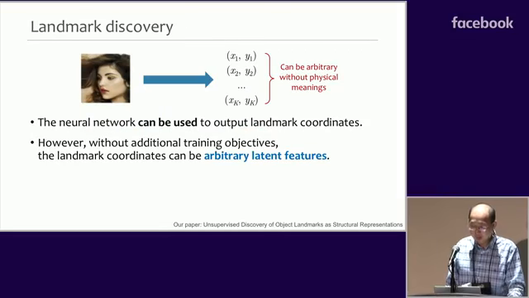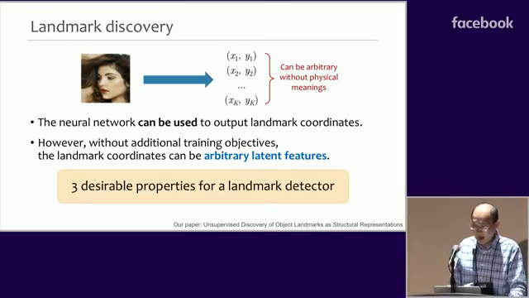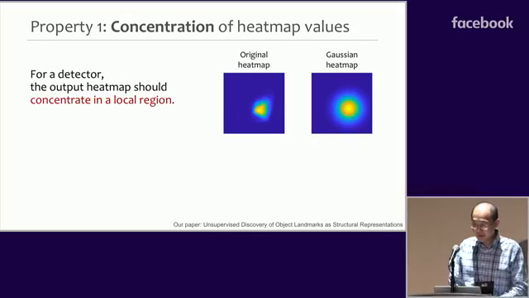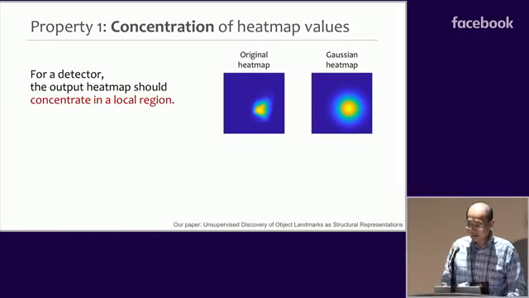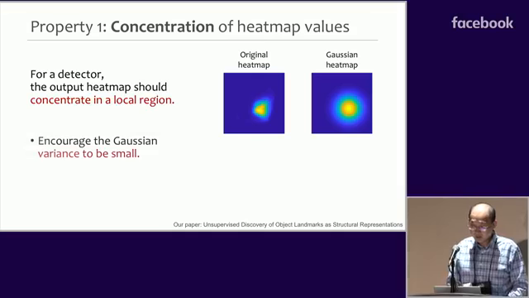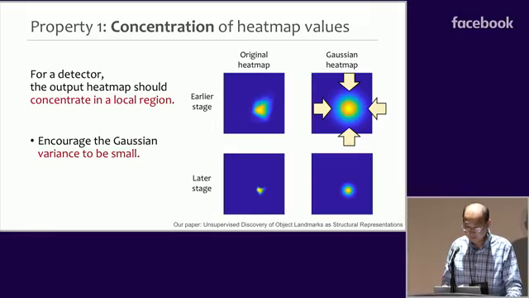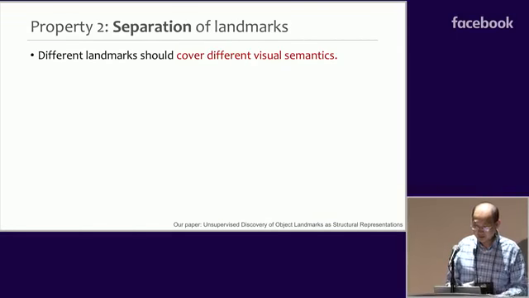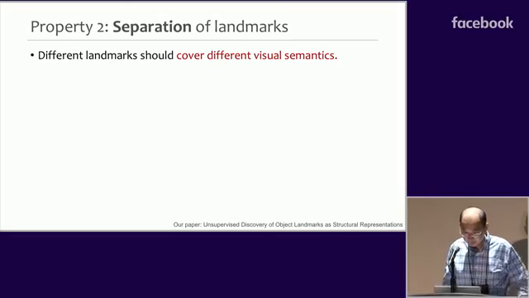But so far, the outputs of our model are not guaranteed to be valid landmarks. In other words, they can be arbitrary latent features without explicit physical meanings. We define three unsupervised soft constraints to make the landmark detector desirable. A good detection heat map should have its value concentrated in a small local region. We achieve this by encouraging the isotropic Gaussian variance to be small. And in the later training stage, the heat map can become more concentrated.